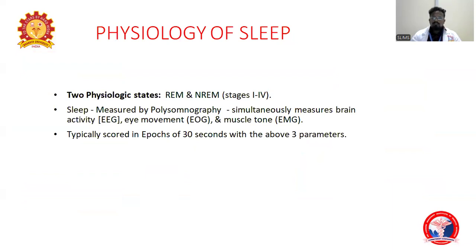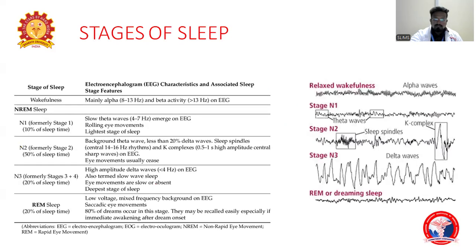There are two physiologic states, REM and NREM. NREM has four stages: stage 1, stage 2, stage 3, and stage 4. Sleep is measured by polysomnography, which is the simultaneous measurement of brain activity by EEG, eye movement, and muscle tone. It is typically scored in epochs of 30 seconds with the above three parameters.